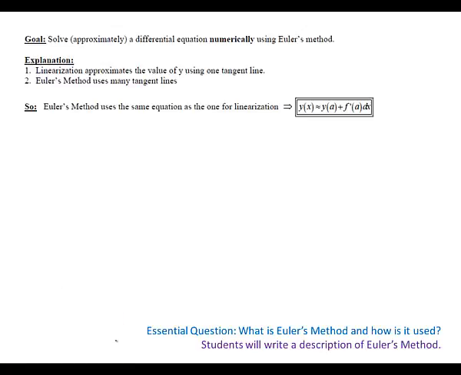All right, I think you have to fill in some stuff, right? So take a minute and fill in some stuff about the linearization, okay? So yours says linearization, just write number 1. Linearization approximates the value of y using one tangent line. And Euler's method uses many tangent lines. Okay, and then that equation gets written down. So this thing here goes in the first line, this one here goes in the second line, and this is the equation you need to write down, okay?